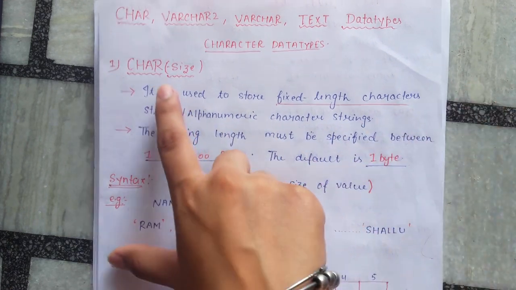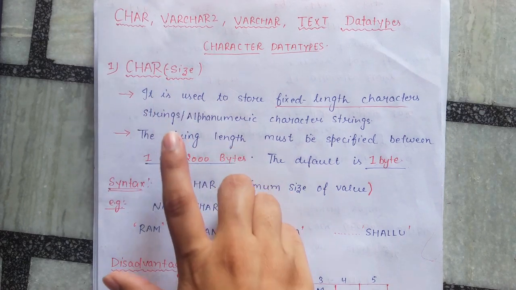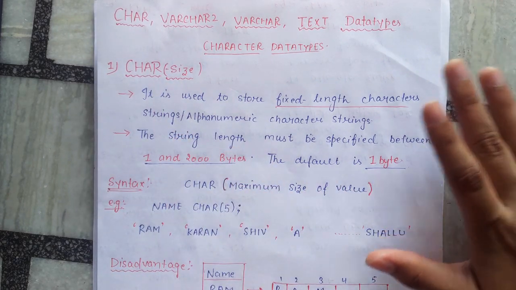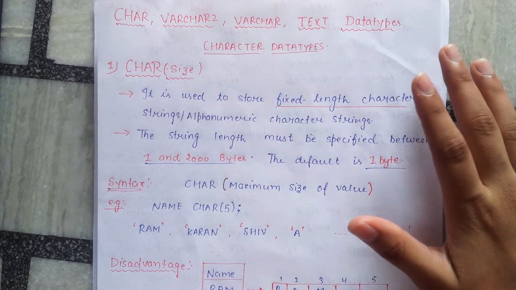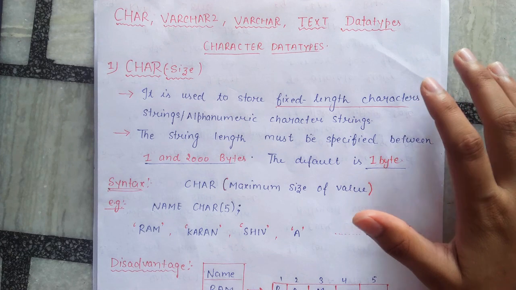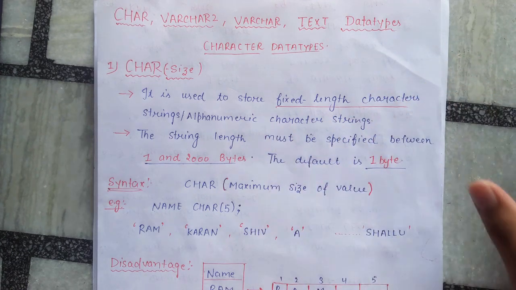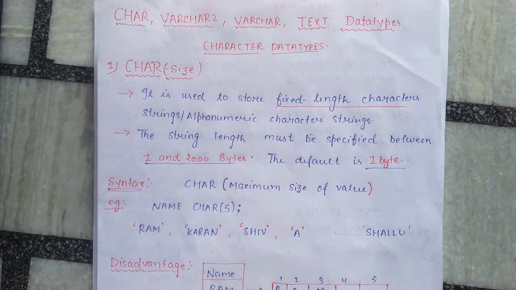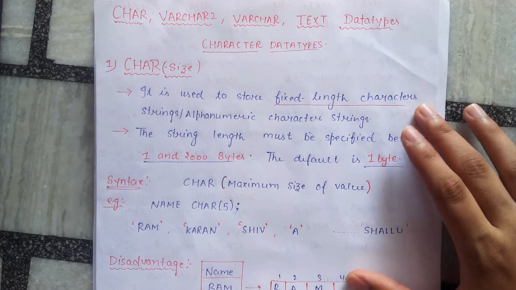This is a char data type, and this is the size of the value that we are going to enter using it. Now see, the char data type is basically used to store fixed length characters. What does that mean? If we specify a column in a table with the size, let's suppose 5, then every value that we enter in that column will consist of 5 bytes in memory space. So this is a fixed length character.